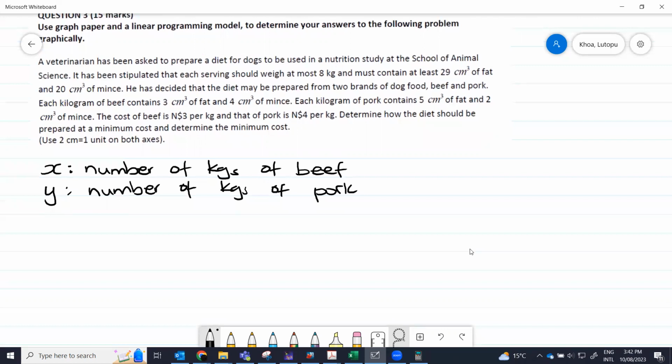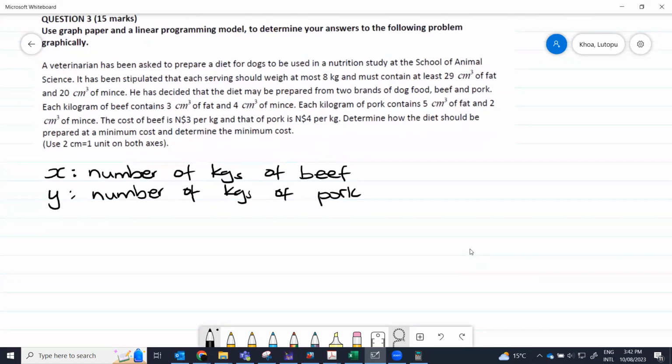All right. Then the next step is your objective function. So your objective is to minimize the cost. So we say C. Now the cost of beef is $3 per kg. So we have 3 multiplied by how many kgs we're using on the beef. So the cost on beef here, just highlighting it. So this will be 3x plus 4y. This is my total cost.